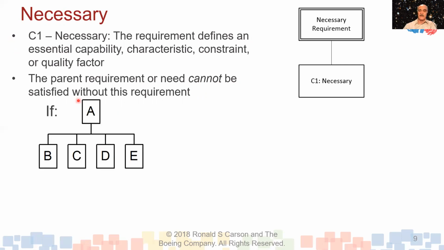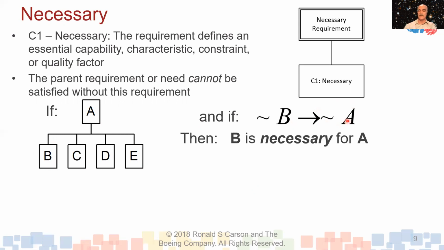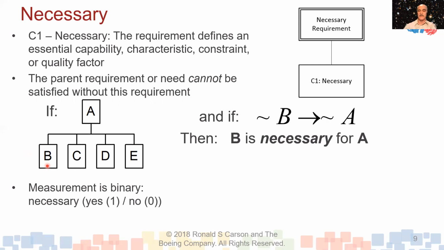For example, if I have a set of requirements, a parent requirement A and subordinate requirements B, C, D, and E that all trace to characteristic A, and if, for example, I don't have B, and that means I'm not going to get A, then B is necessary for A, because I can't have A if I don't have B. So if I deleted the B requirement, I wouldn't satisfy the parent requirement. And that's how I know that B is necessary for A. So I've validated B with respect to A. And the measurement here is binary. We want a yes in order to keep it. And if it's no, then it's a 0.